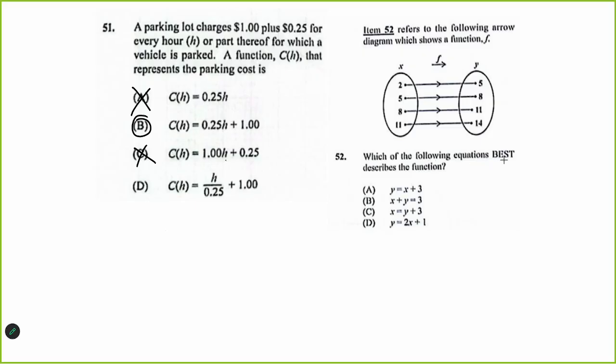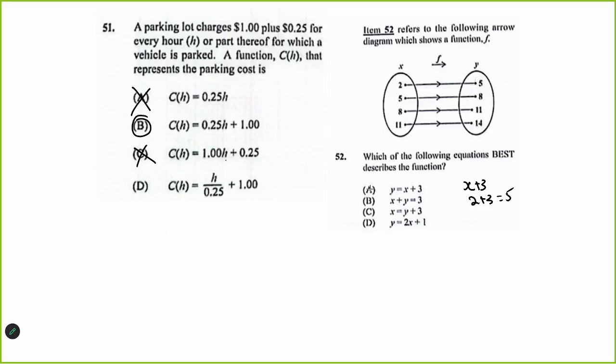This one here, which of the following best describes the function? So we go from x to y. When x is 2, if we use this equation, let's use x plus 3. X plus 3, that's 2 plus 3 is 5. If I say 5 plus 3, I'm getting 8. 8 plus 3, I'm getting 11. 11 plus 3, I'm getting 14.